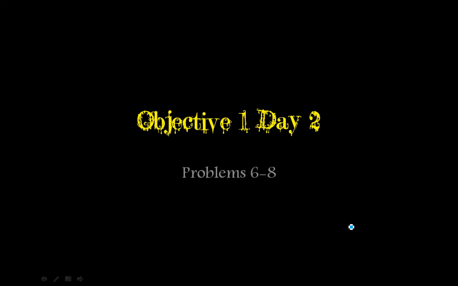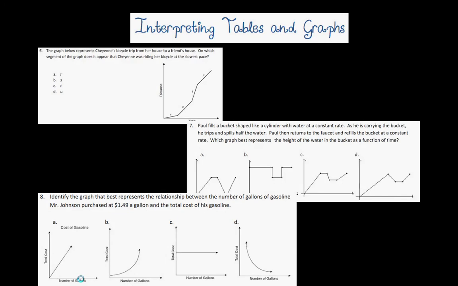Last video that we're doing for this homework. It's objective 1 day 2 and it's problems 6 through 8, which are these problems here where you're interpreting graphs. And the answers that you should have gotten were A for 6, C for 7, and A for 8. So let's go over the ones that you missed.